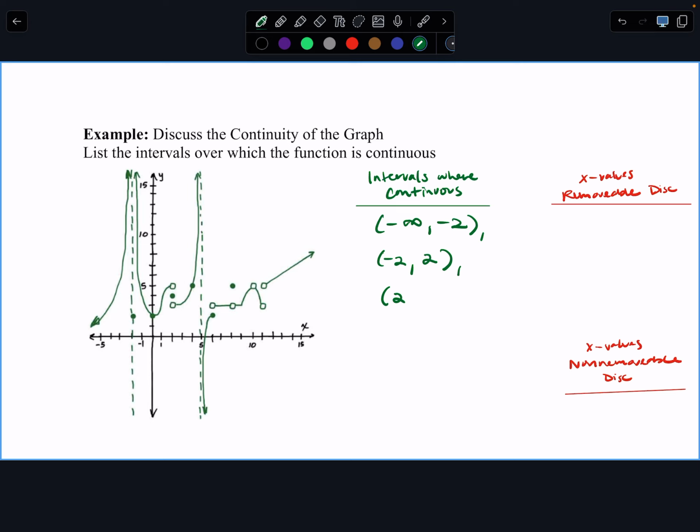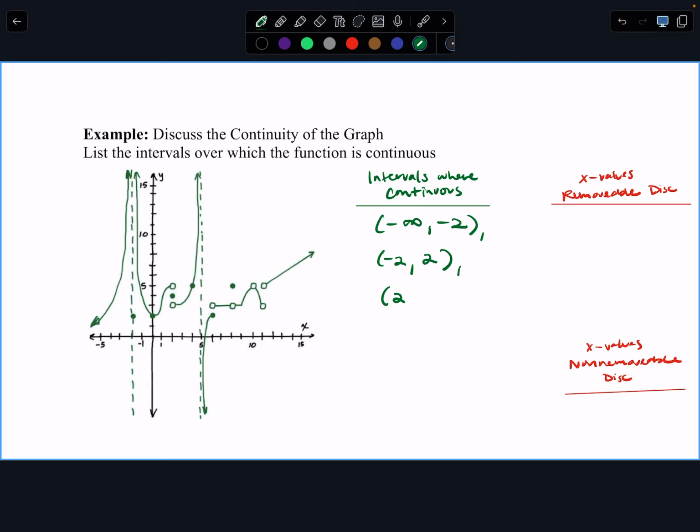And then 10 to 11, same thing, not including. And then 11 to infinity and beyond. No.